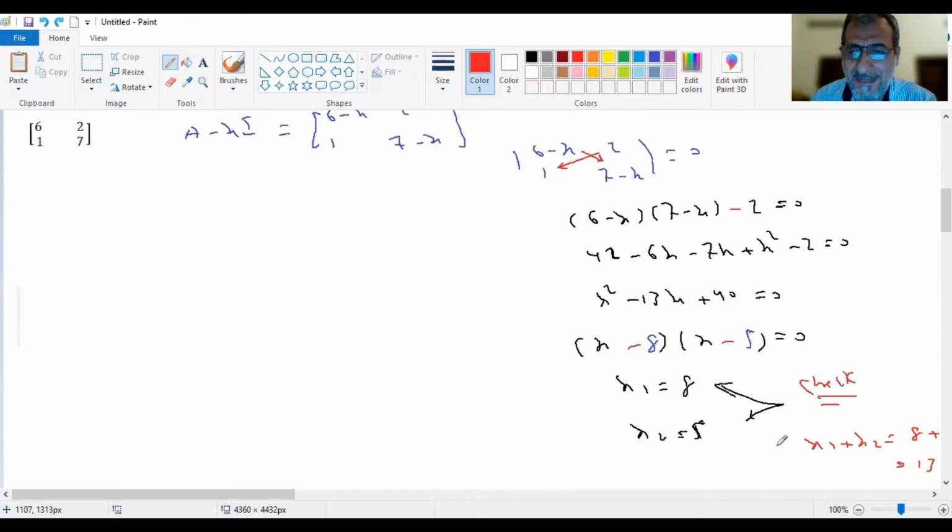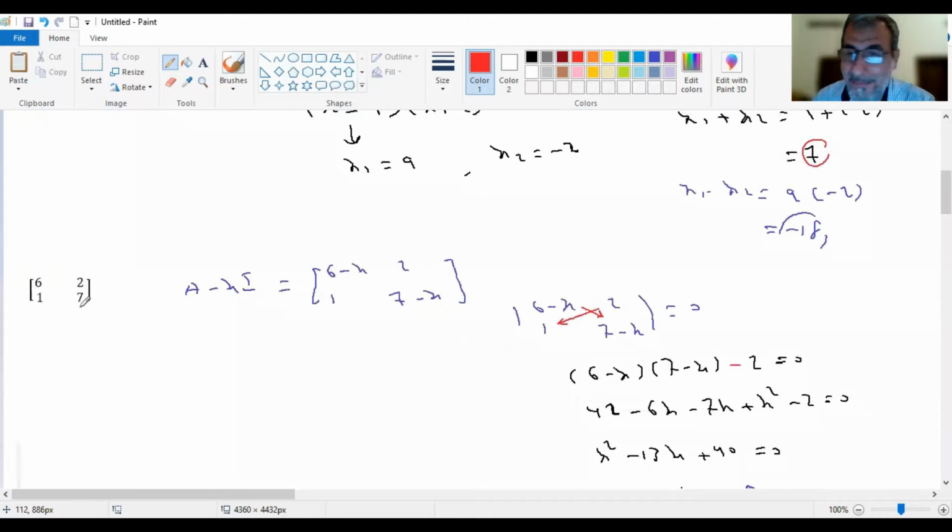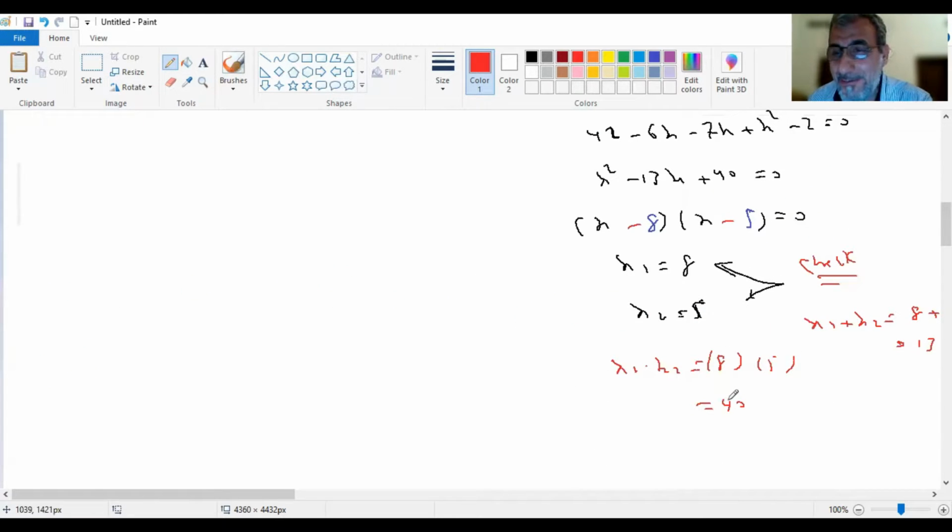Now the multiplication, lambda 1 times lambda 2. I have 8 multiplied by 5, which is equal to 40. Now what about the determinant of this matrix? 6 times 7 is 42, minus 2 times 1, which is 2, so 40. The determinant of this matrix is 40, and the product of lambda 1 and lambda 2 is 40.